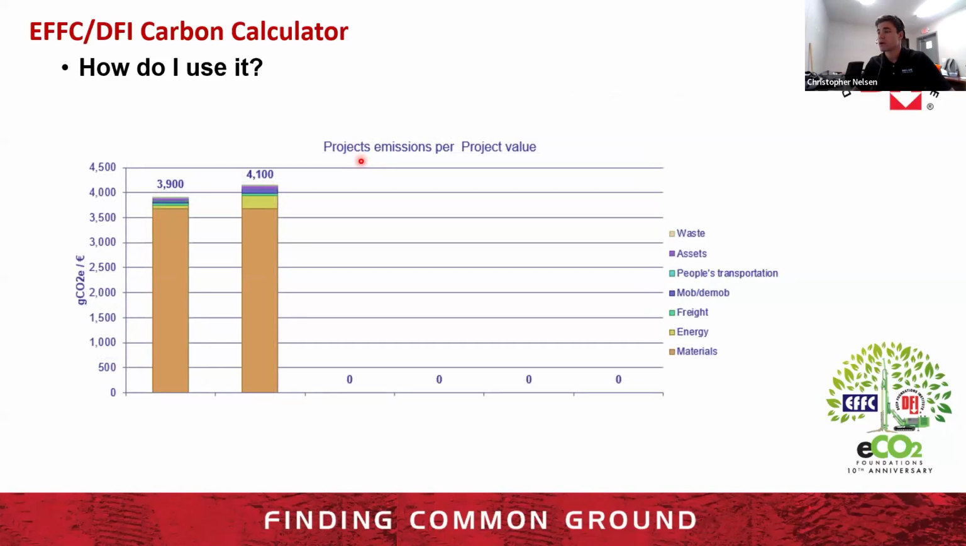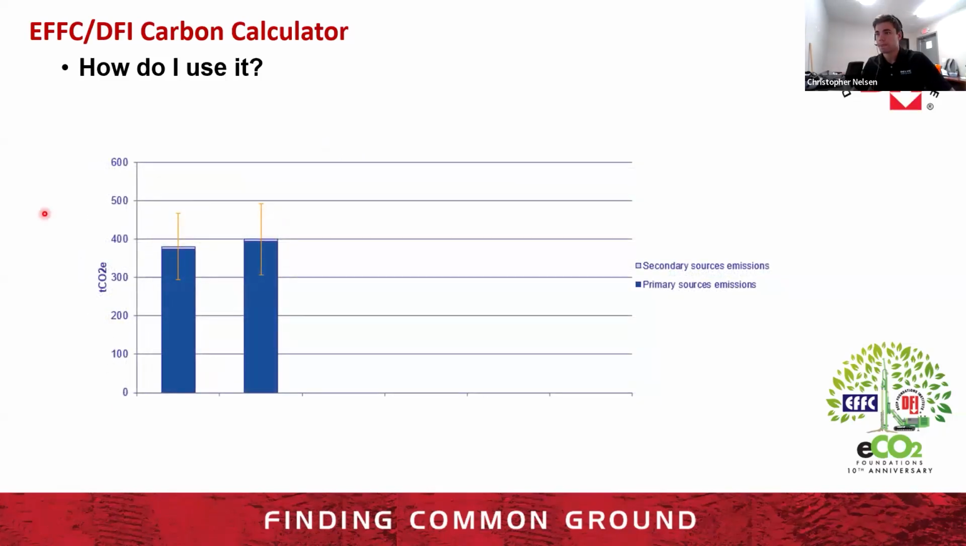project emissions per project value. This is a nice one if you're trying to show the value of carbon reductions or how they compare. And then lastly, I really like this one. This is showing some uncertainty bars for the total carbon emissions for each project. And this breaks it down by the primary and secondary sources as defined by this calculator.